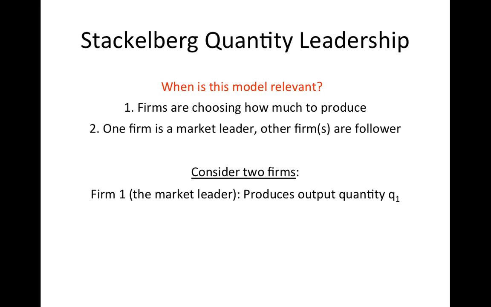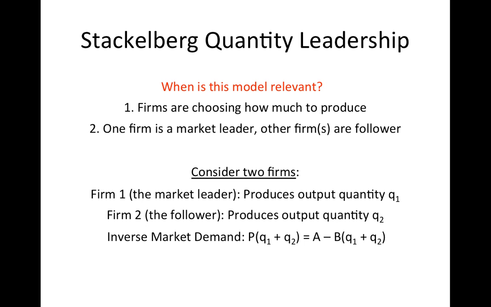Firm 1 is the market leader and chooses to produce an output quantity Q1. Firm 2 is the follower and chooses to produce an output quantity Q2. As always, the market price is inversely related to the total quantity of the good produced. We will generically describe the inverse market demand as P as a function of Q equals A minus B times the total quantity produced, which is the sum of the quantities produced by Firm 1 and Firm 2.